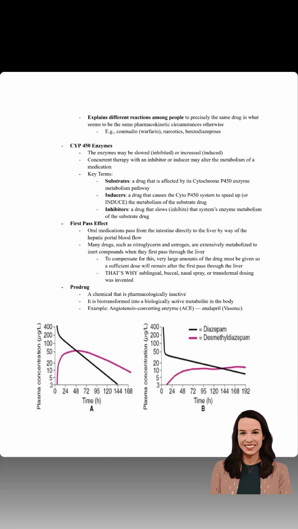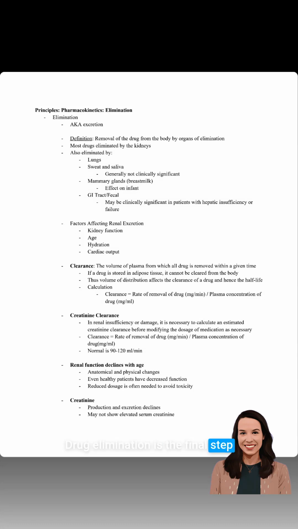Drug elimination is the final step in the pharmacokinetic process. While drugs can be eliminated through various pathways, renal excretion is often the primary route. Factors affecting renal excretion include blood flow to the kidneys, filtration rate, and urine pH. Clearance, which measures how quickly a drug is removed from the body, is particularly important. Creatinine clearance serves as a key indicator of renal function, helping us adjust drug dosages appropriately. As people age, renal function typically declines, necessitating careful consideration of drug dosing in elderly patients.